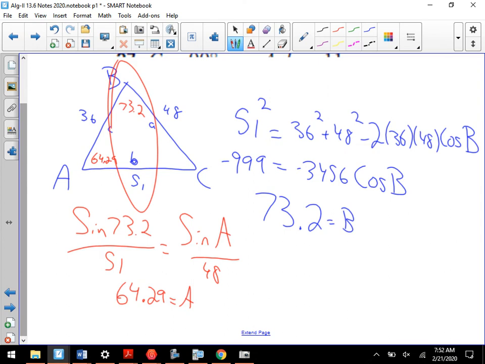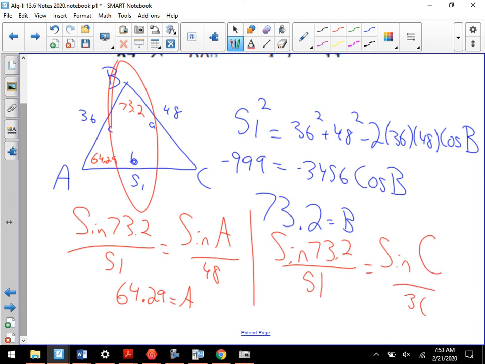And then lastly, do it one more time. Sine 73.2 over 51 equals sine of C over 36. Again, now I just have to multiply by 36, sine 73.2, divided by 51. Second sine of my answer, I get 42.51.